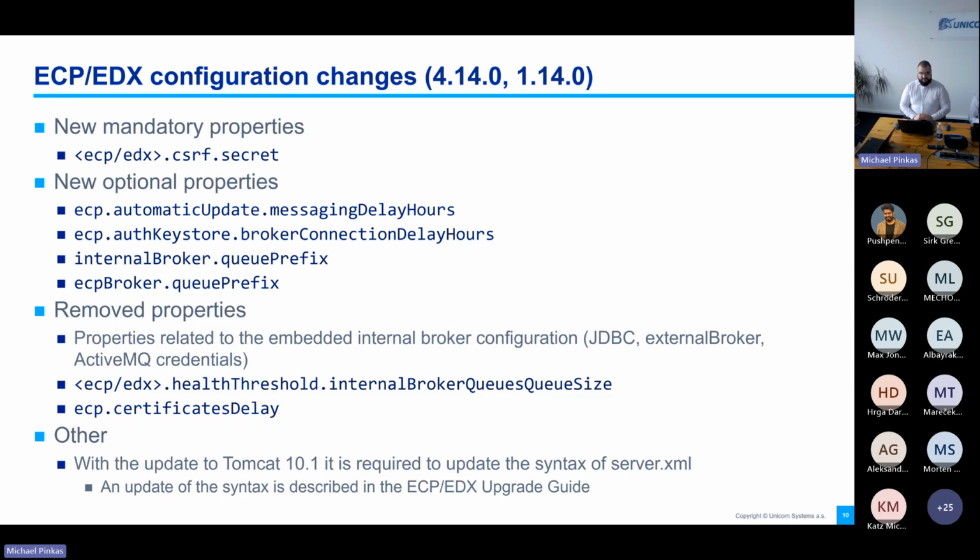And also the old ECP certificate delay property was removed, and it was actually changed to the new two properties. Previously, the ECP certificate delay was applied only for the messaging, so only for the encryption and signing of the message. So the messaging delay hours basically replaces this property.